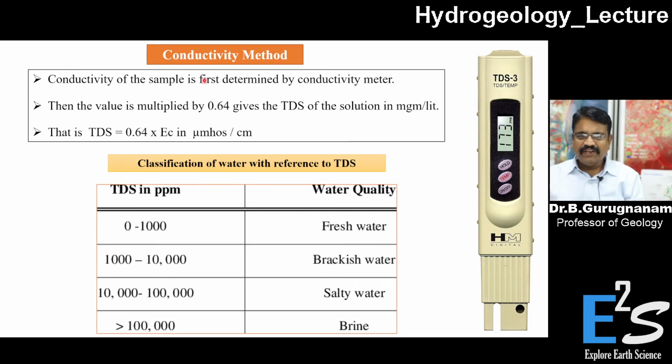And in the conductivity method, the conductivity of the sample is first determined by a conductivity meter. This is a conductivity meter. Then the value is multiplied by 0.64 to give the TDS of the solution. You will have to multiply this value by 0.64. That is TDS, which is equal to 0.64 times EC in micromhos per centimeter. And this TDS is classified into 0 to 1000 as fresh water, 10,000 brackish water, 1 lakh salty water, and more than 1 lakh is brine water.